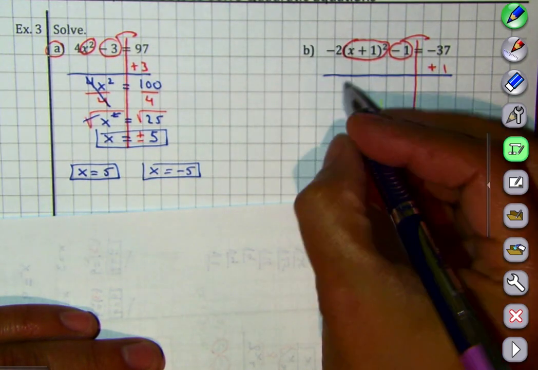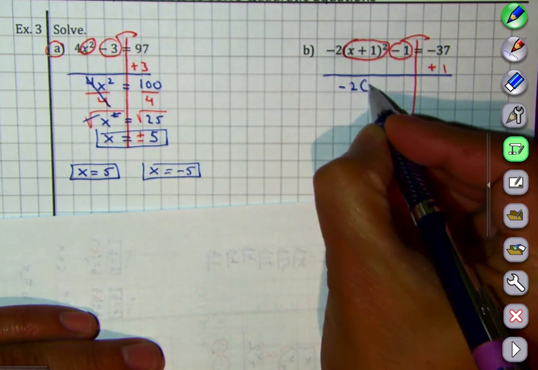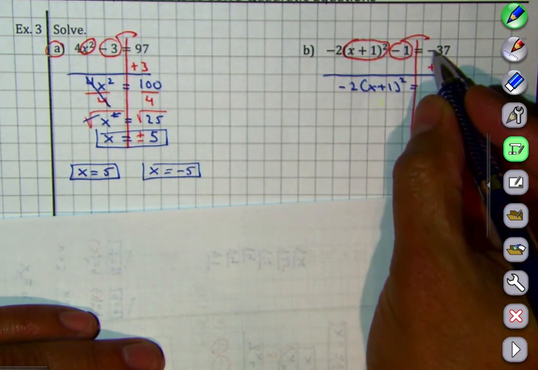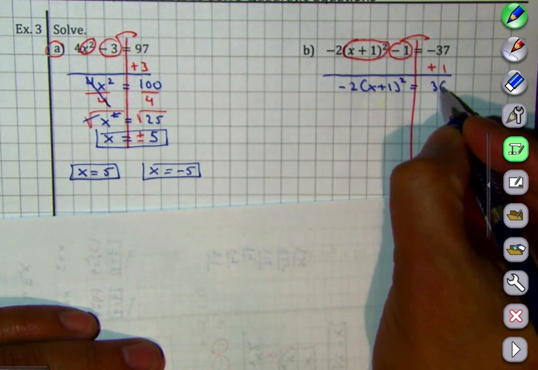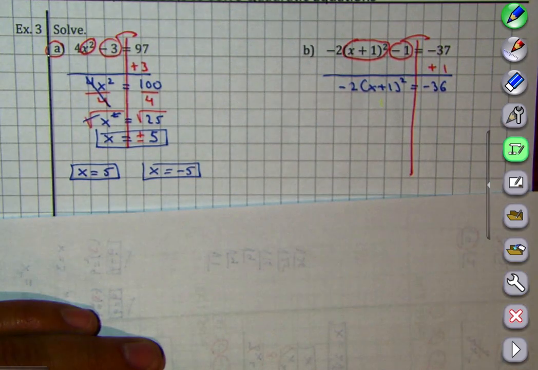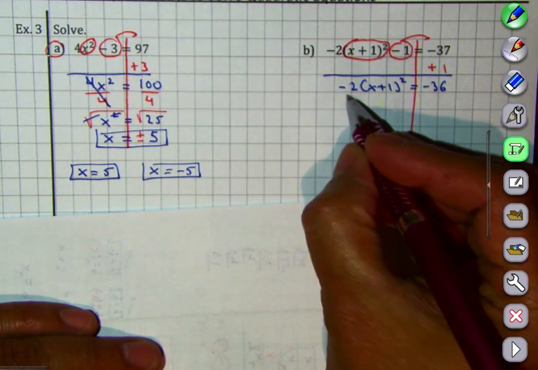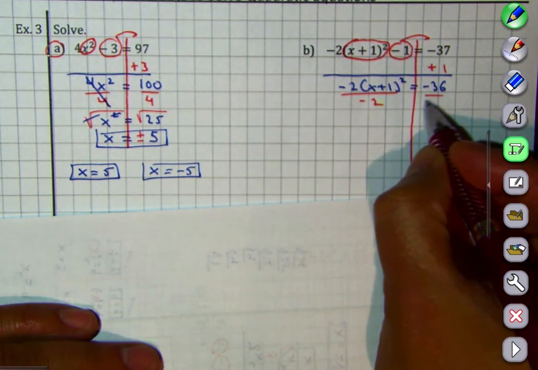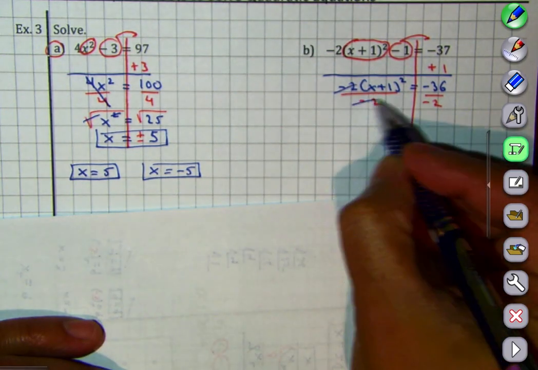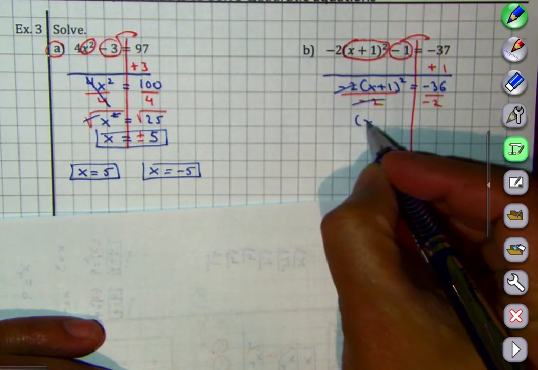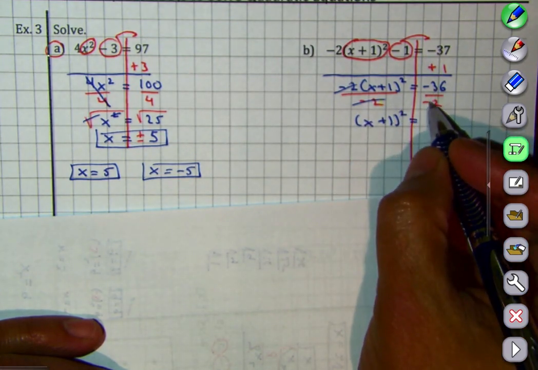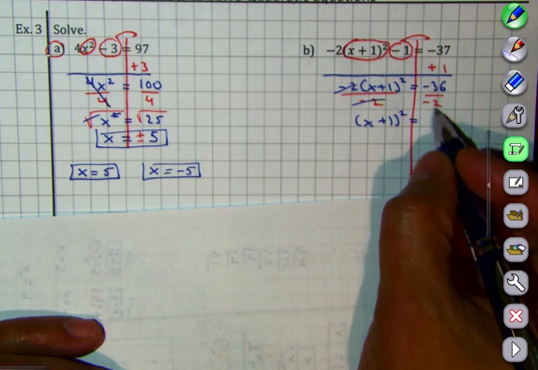So therefore I have negative 2 times x plus 1 squared still there, equals, different signs, subtract, keep the sign of the bigger number. And now I need to be able to get rid of the negative 2. I'm going to divide by negative 2, divide by negative 2. My negative 2's cancel, so therefore I have x plus 1 squared equals. Negative divided by negative is going to be positive. 36 divided by 2 will be 18.